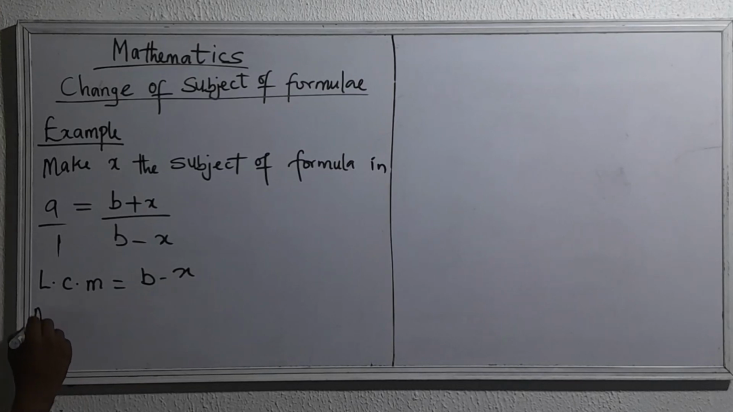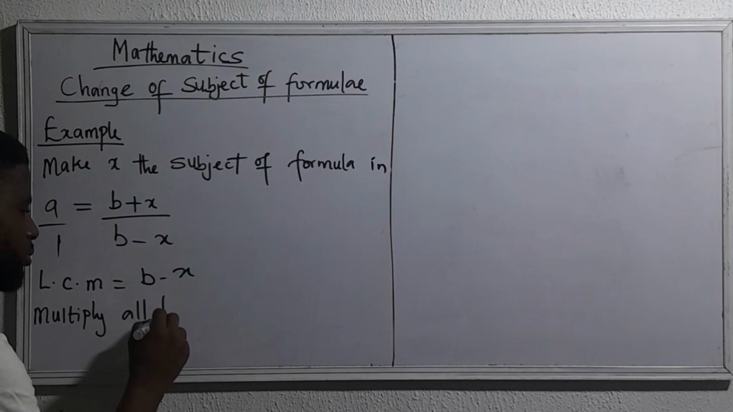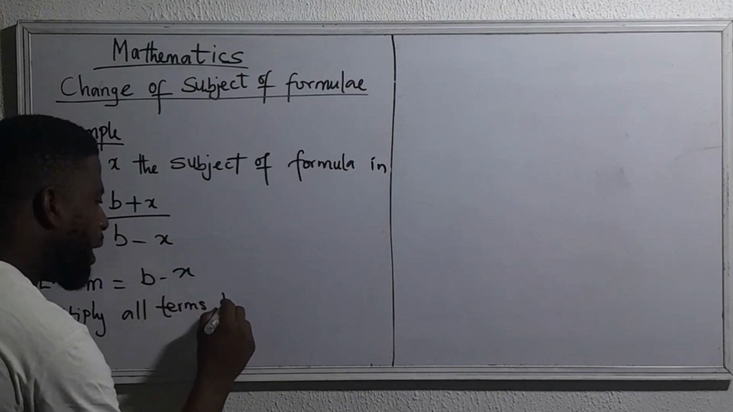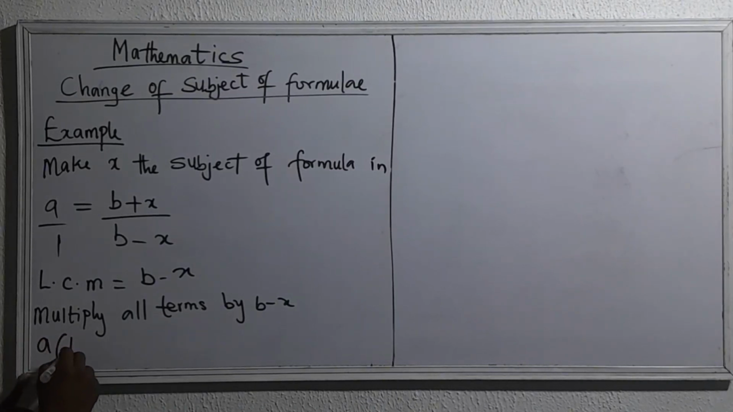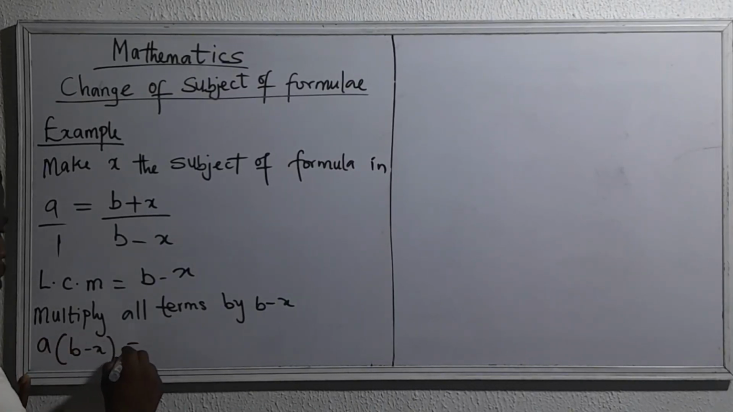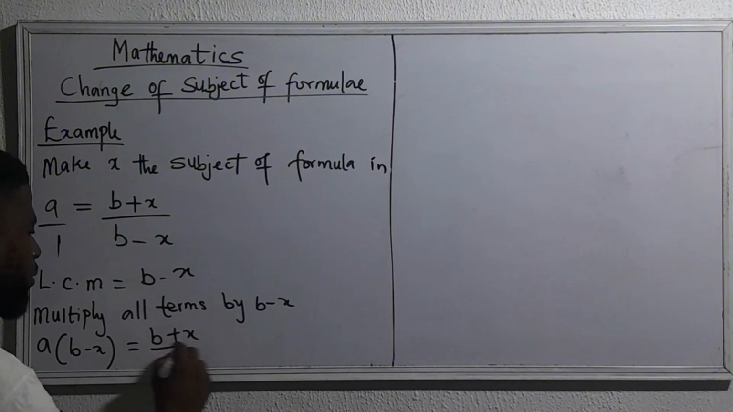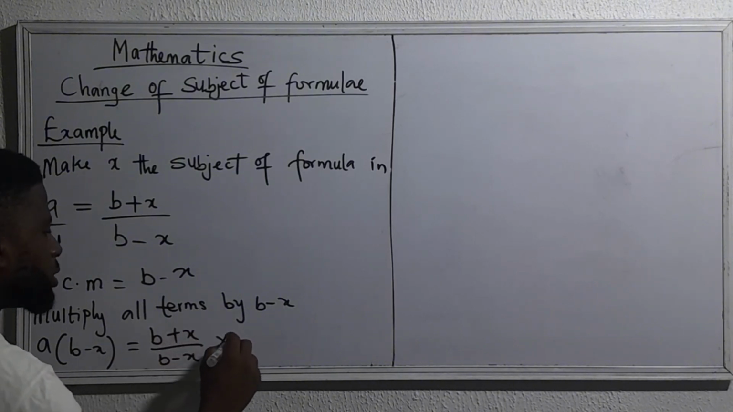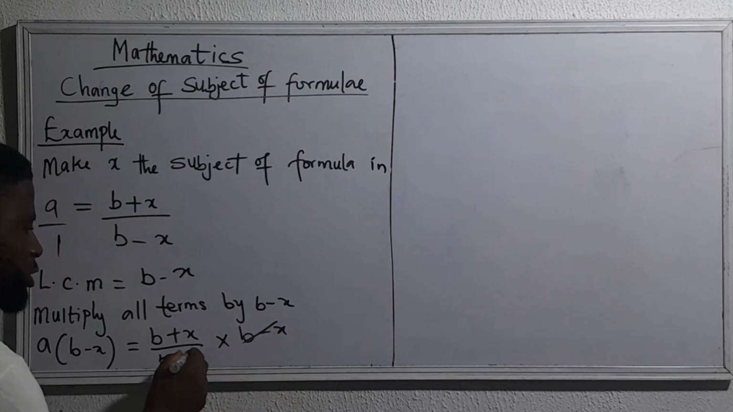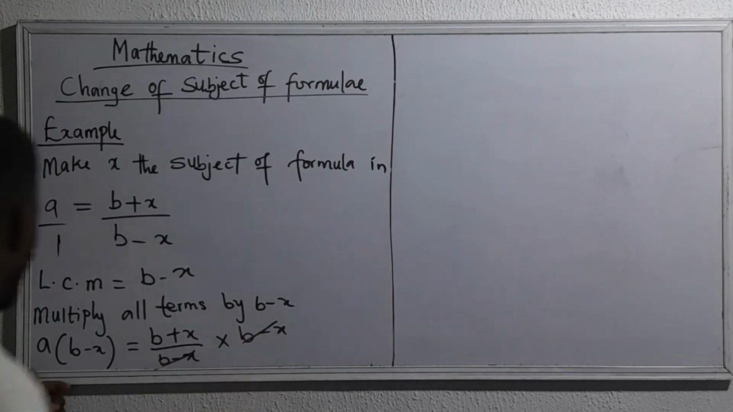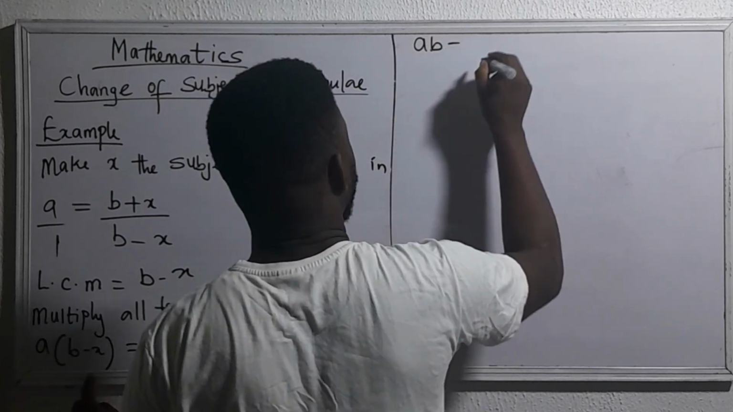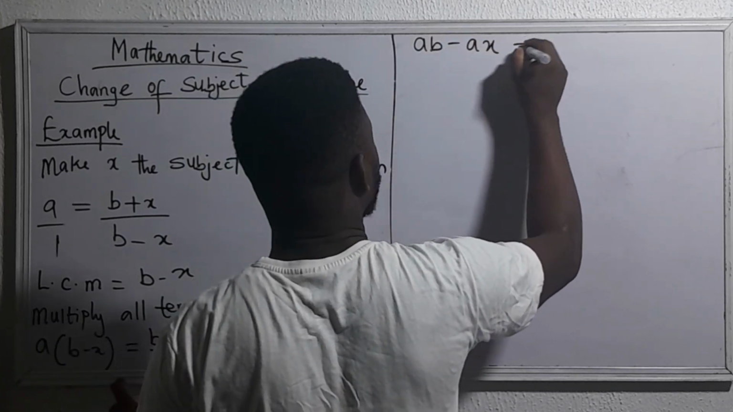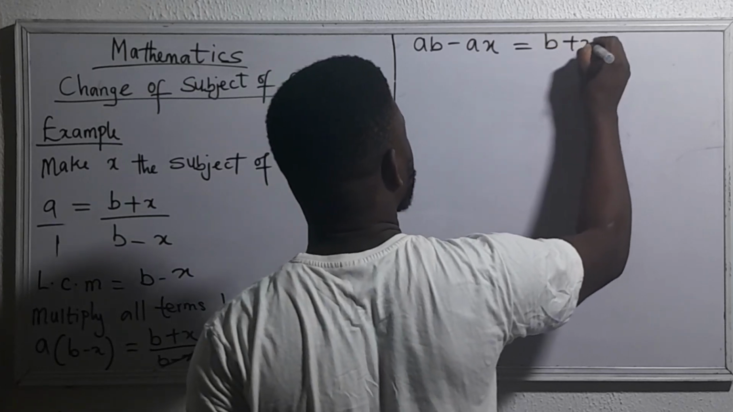So we multiply all terms by b minus x. So we have a multiplying b minus x equals b plus x over b minus x, also multiplying b minus x. Now, b minus x will cancel b minus x. So we have a times b, ab, minus a times x, ax, equals b plus x left.